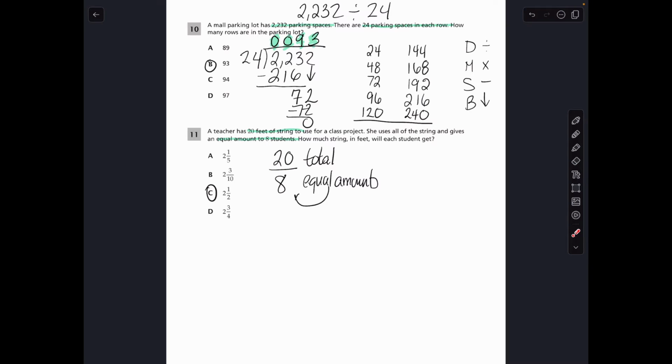Okay, so what is that going to be? Here are some different ways you could solve this. You could just do 20 divided by 8 and go, well, 8 can go into 20 2 times because that would just be 16. And then you'd end up with 4 left over. And then you would simplify it to 1/2. That's one way.